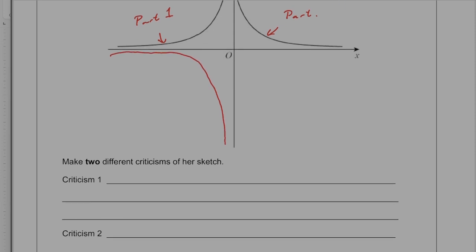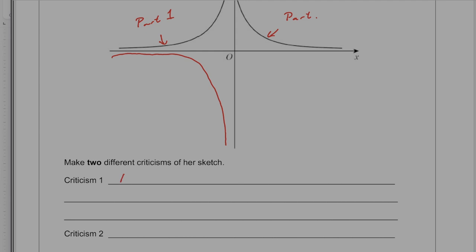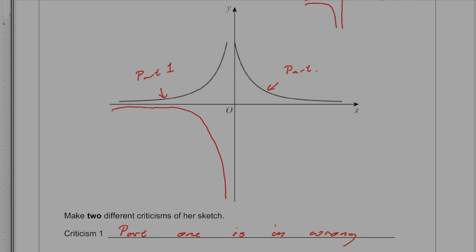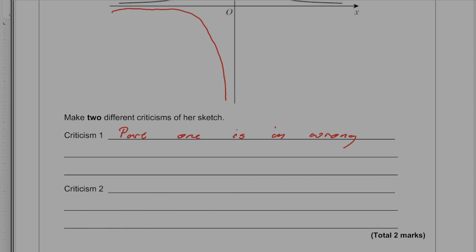So my first criticism is going to be that part 1 is in the wrong place, but I'm going to call it quadrant because technically on a 4-part graph, there are 4 quadrants, so it's in the wrong quadrant.